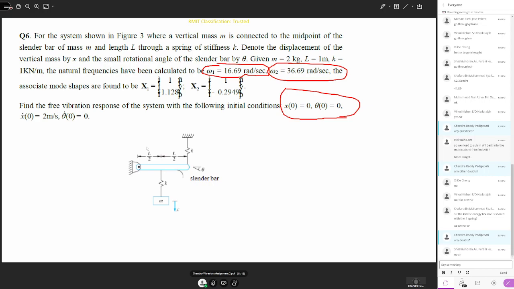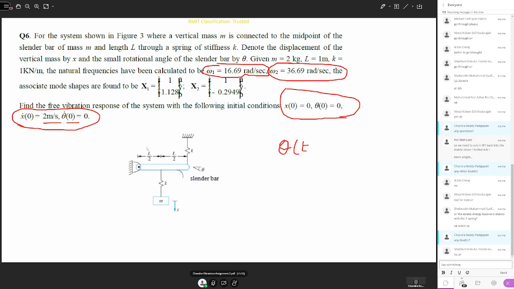The initial conditions are given here. The displacement at time t equal to 0 is 0. The angular displacement at time 0 is 0. The velocity at time 0 is 2 meters per second. The angular velocity is 0 when time is 0. So these are the initial conditions given. Now based on this, you need to find out the response of the system. The response of the system means, here there are two.